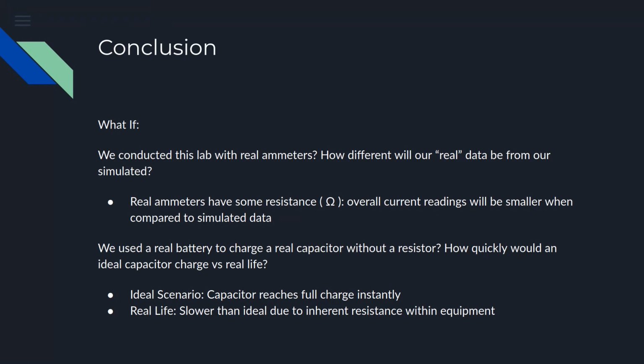Now, what if we use a real battery to charge a real capacitor without a resistor? How will that affect the rate at which the capacitor charges? In an ideal scenario, the capacitor reaches full charge instantly since there is no resistance within the circuit. However, in real life, all circuit components have some level of resistance, even if they were a battery and capacitor. As a result, the capacitor will take some time to charge.